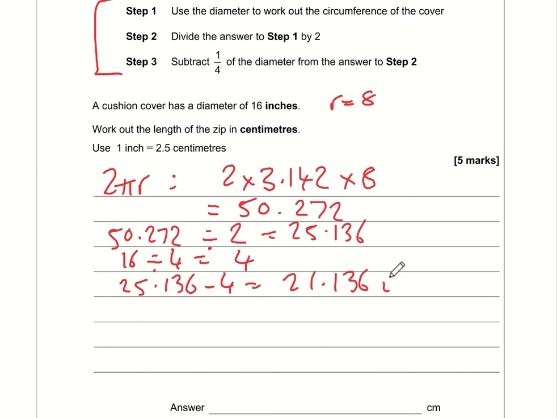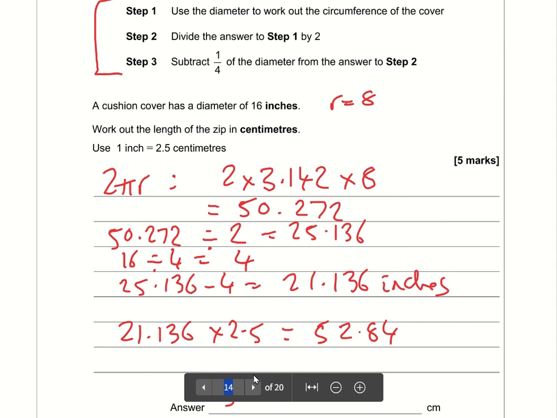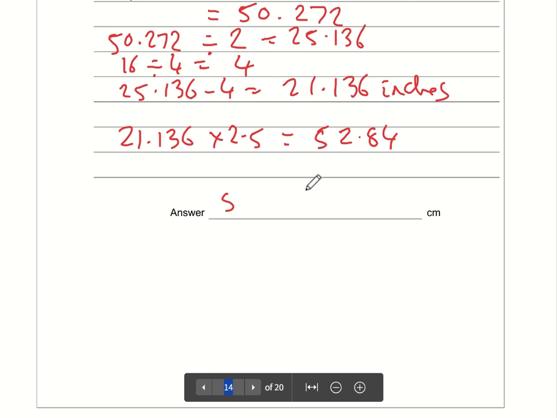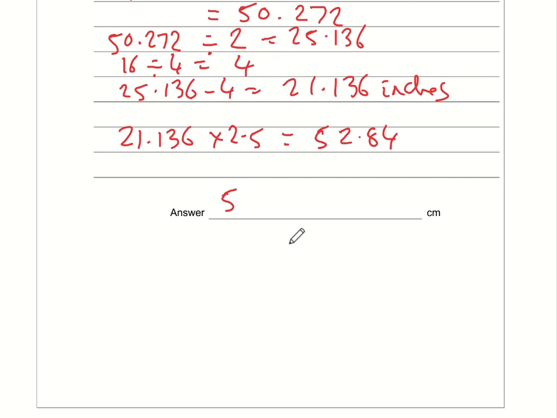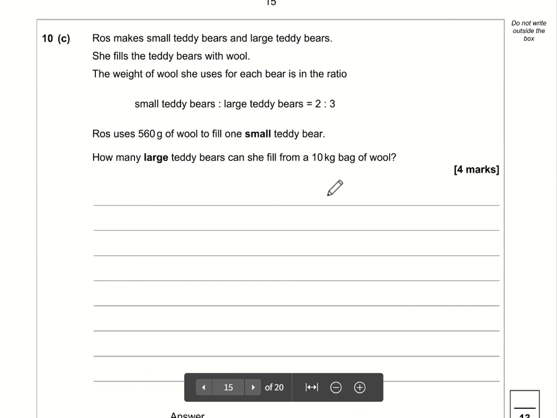21.136. Now this is inches, and we need to convert that into centimetres. We know that 1 inch is 2.5 centimetres, so 21.136 inches is going to be 21.136 multiplied by 2.5, and that comes to 52.84. Oops, let me just scroll down a little bit. 52.84 centimetres. There we go. Okay, and on to part C.